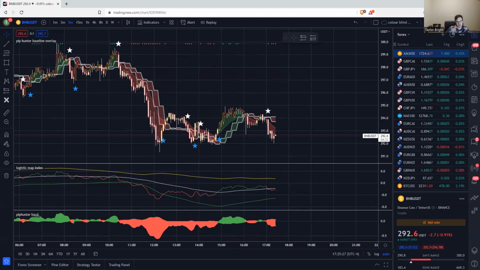Could I show the settings to optimize baseline overlay stars? I just did. Can we have a strategy or PDF showing examples of the crash and burn strategy? Yes, I'll probably make that my next thing.